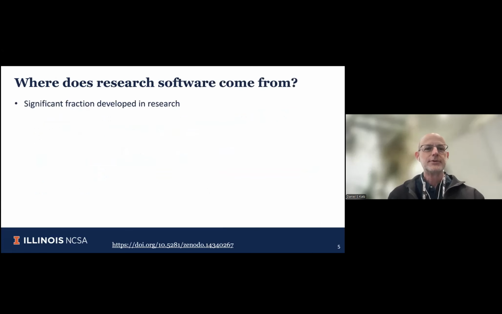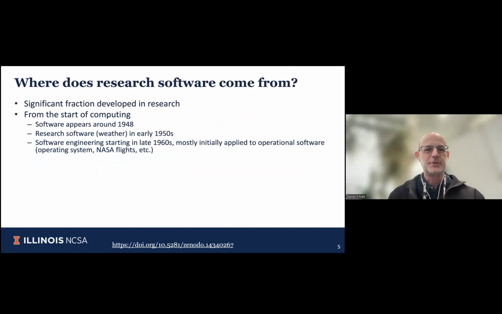Okay, so research software often comes in research. It seems like this has been going on since the beginning of computing. Software seems to me to have started appearing around 1948. Research software, and specifically weather, started to be in the early 1950s, so not very long afterwards. And software engineering started in the late 1960s, again, as far as I can tell, and it was mostly applied to operational software like operating systems and NASA operations at that point.